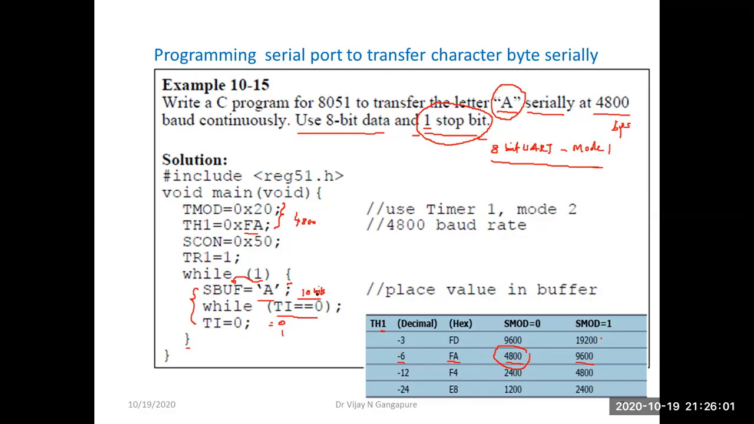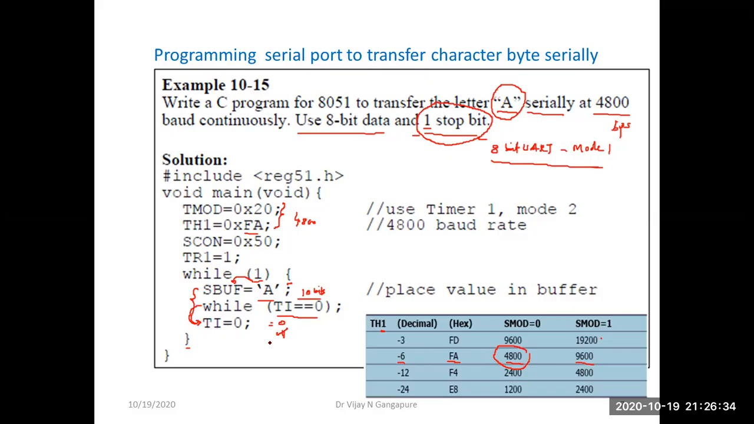This means these 10 bits will be shifted out serially on the TXD pin, continuously. When the last bit is shifted out, this TI flag bit will get set to 1. When this TI flag bit gets set to 1, the condition TI is equal to 0 becomes false and it will come out of the loop. It will go to the next statement below.